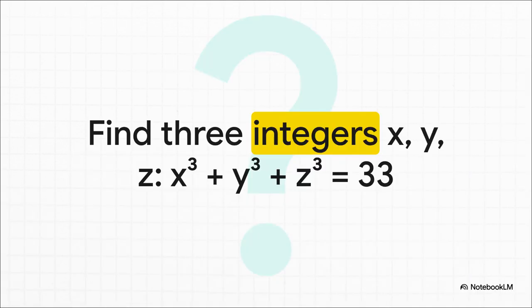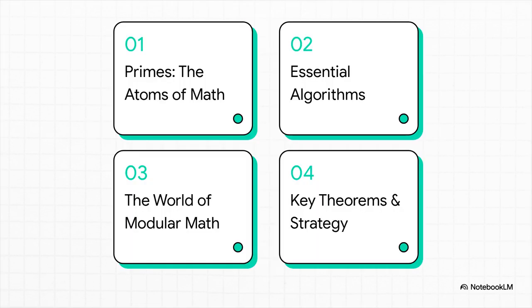Take a look at this equation. Now, finding solutions with any old real number, not too hard. But finding integer solutions, well, this exact problem stumped the best mathematicians for over 60 years. It's the perfect example of what number theory is all about, exploring the surprisingly deep, often tricky properties of plain old whole numbers.